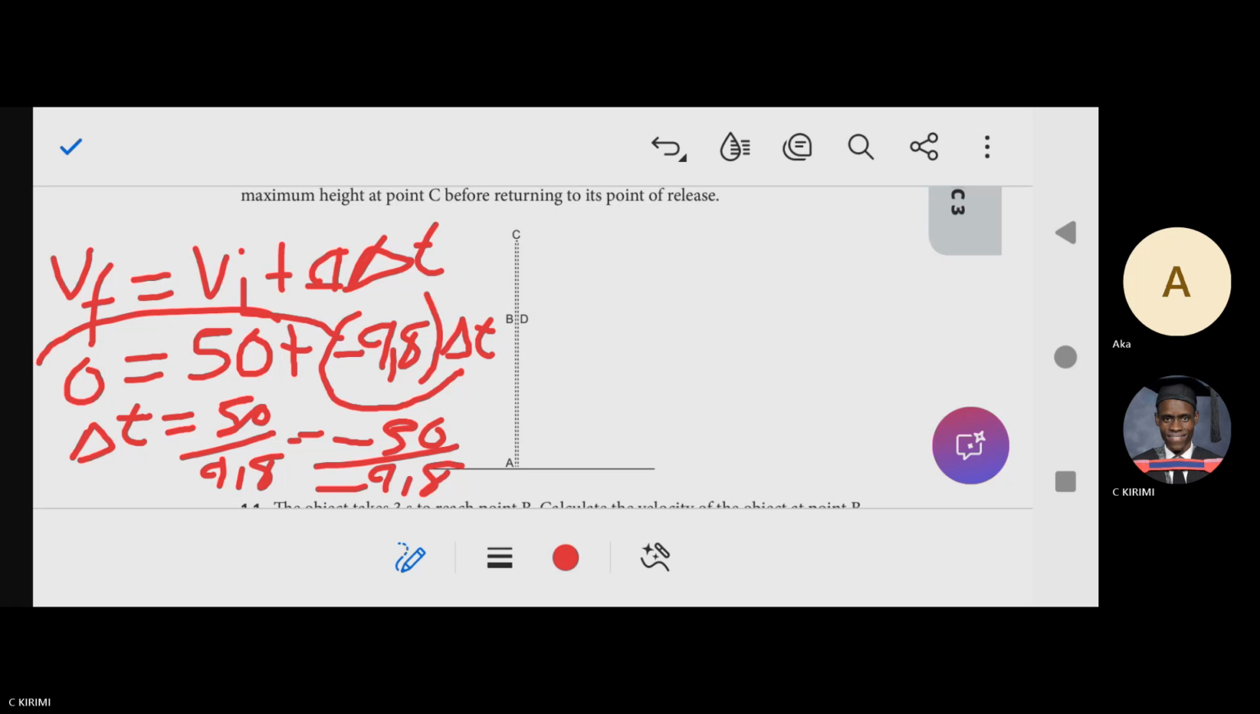Your answer is equal to what? 1.1 seconds? If it's two decimal places, it's 1.10. Yes, but what is the full answer? You said 50 divided by 9.8 is what? 5.1. Okay, 5.1. Two decimals, or 0 there. Oh, so it's just 5.1 seconds.